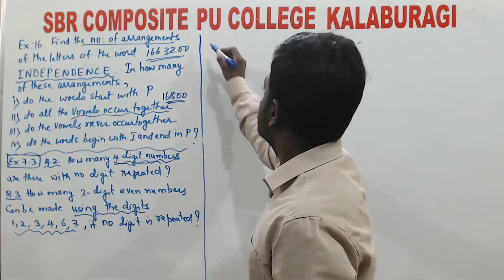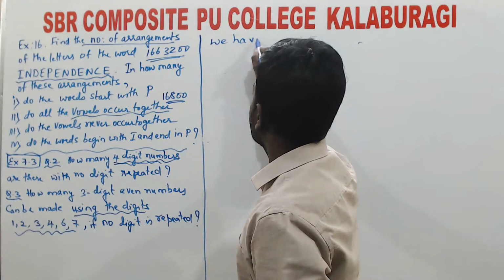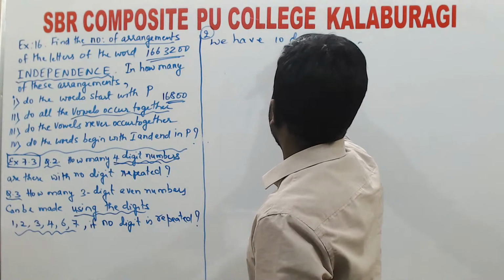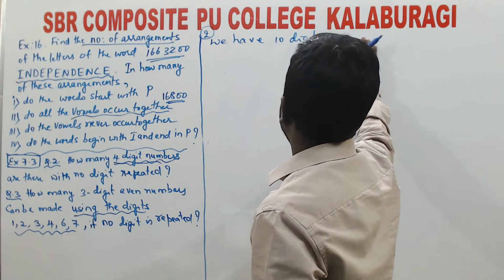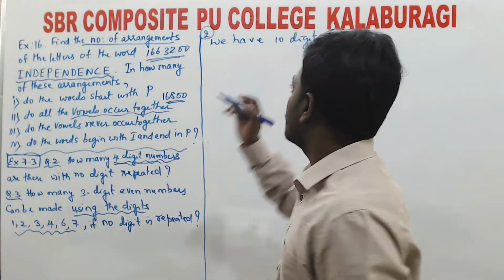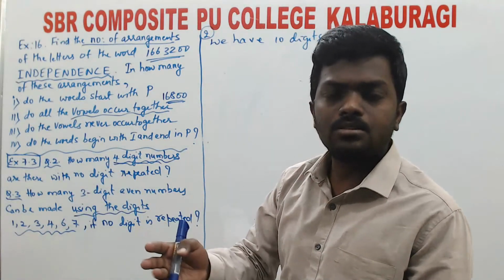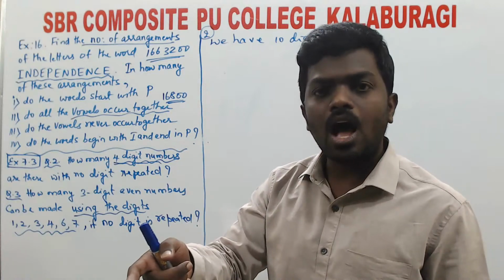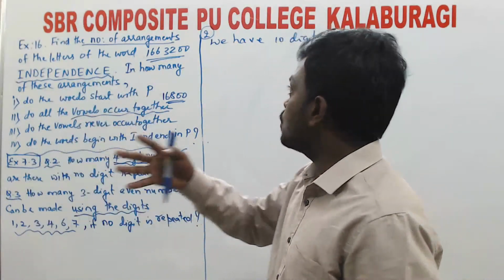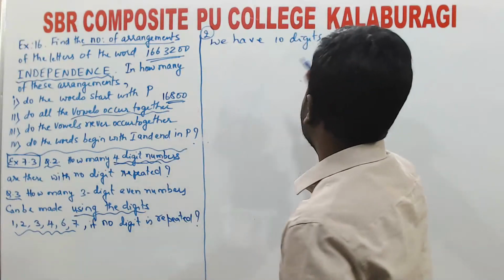So for the solution of question number 2, we have 10 digits, right? All the numbers are made out of these 10 digits only. How is 11 made? By taking 1 and 1. How is 100 made? By taking 1, 0 and 0. So what are the digits we take?